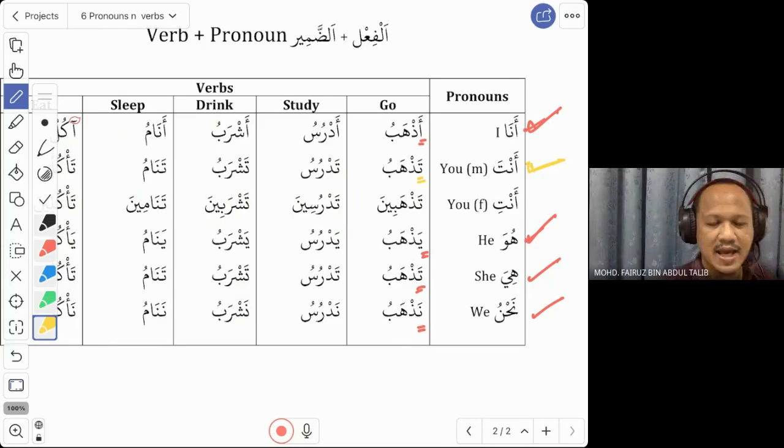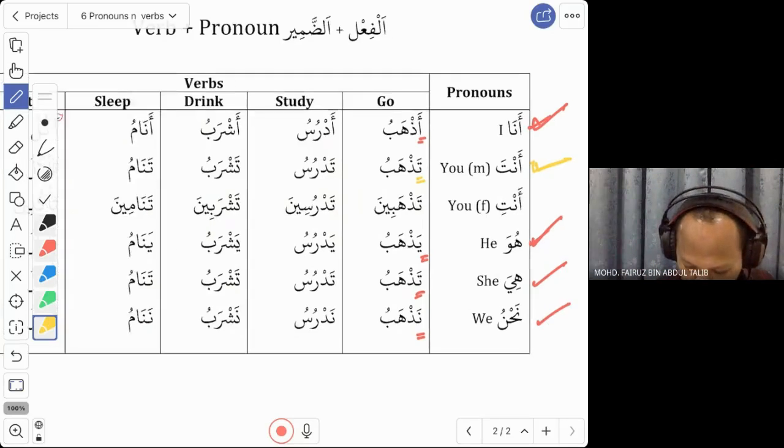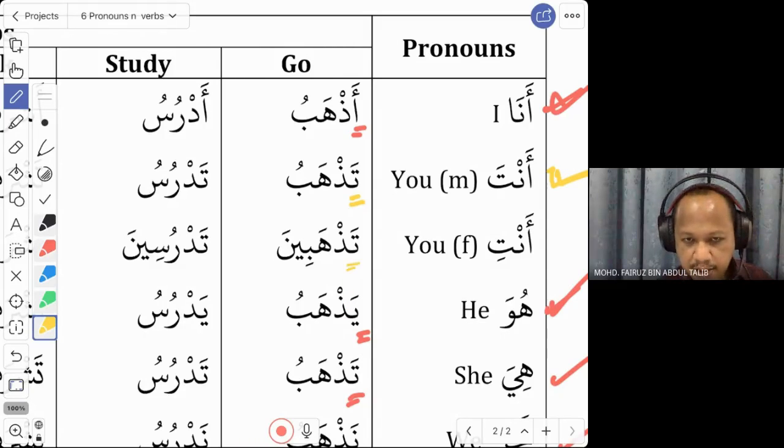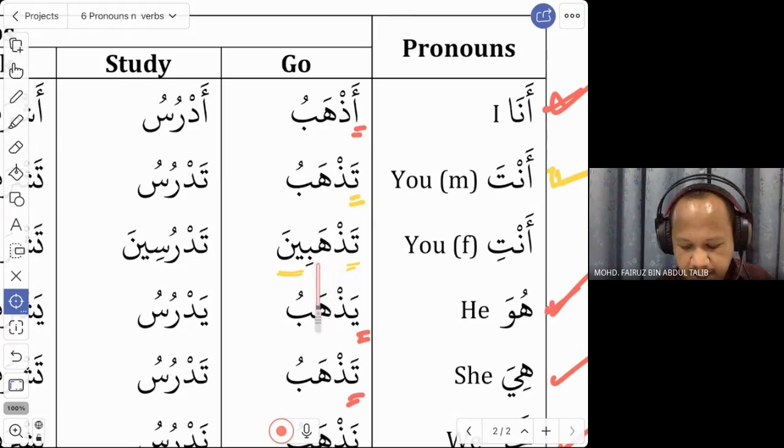The last one is anti. Now I am talking to a female, you. For anti, please look at this carefully. We still use ta, similar to anta. Anta tazhabu; for anti, we say ta as well. So you say ta. That is number one. You say ta, tazhab. But in the end, we have an additional sound. In the end, you will add ina. So the word tazhab becomes tazhabina. Okay, you can repeat after me.